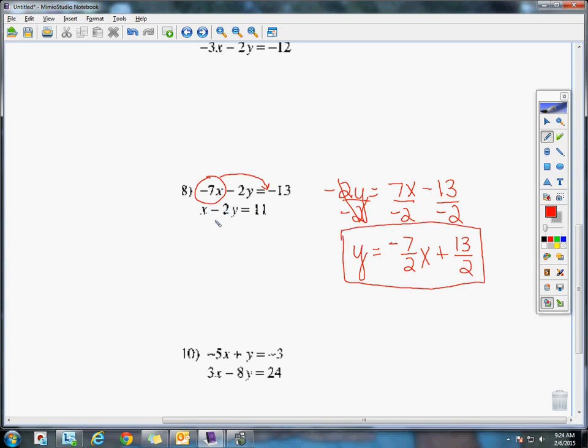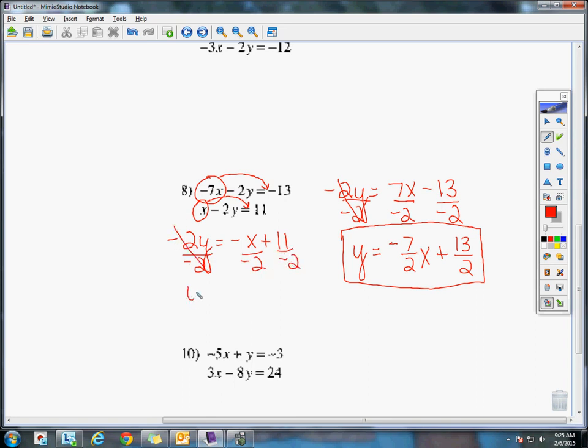Again, we have a second equation in standard form. We're going to put it in slope-intercept form, so I'm going to move this x over. I have a negative 2y is equal to, if it's a positive x, it'll become negative, plus 11. And then our great divide will be by negative 2.